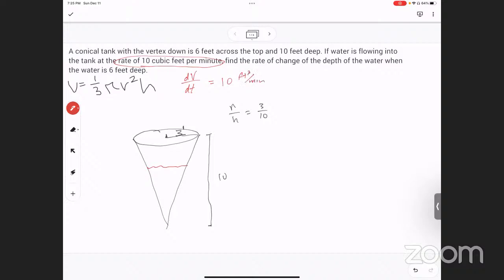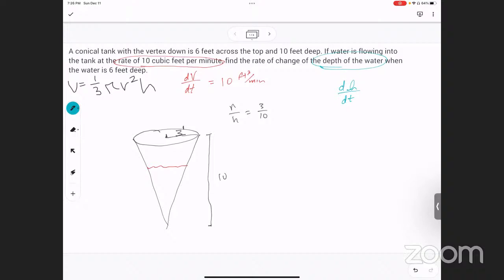It says find the rate of change in the depth of the water. So they want us to find d what? dh/dt. That's right. They want to find dh/dt at the point that is 6 feet deep. So thank you for writing the formula up there.